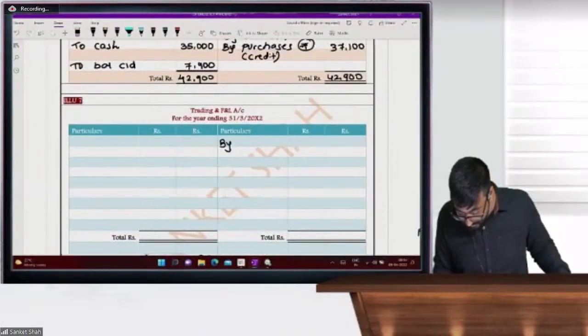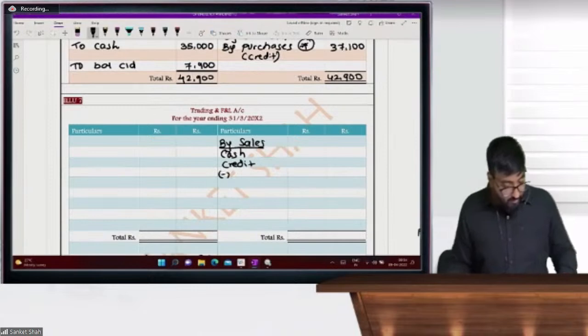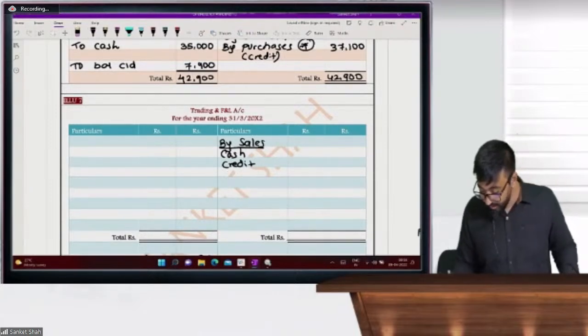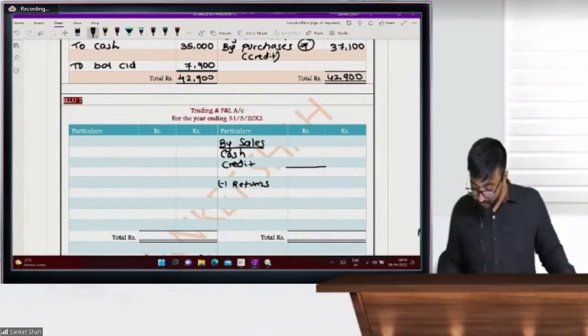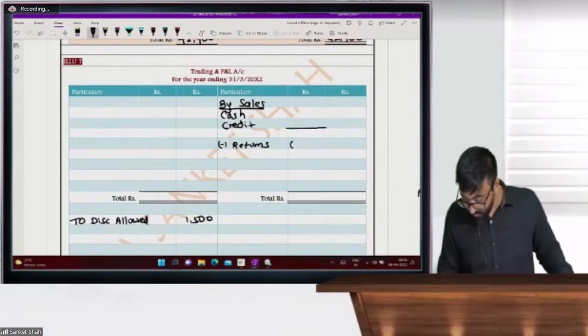Buy sales: cash, credit. Cash, credit. Less, skip one line, and then write returns. What is the returns amount?